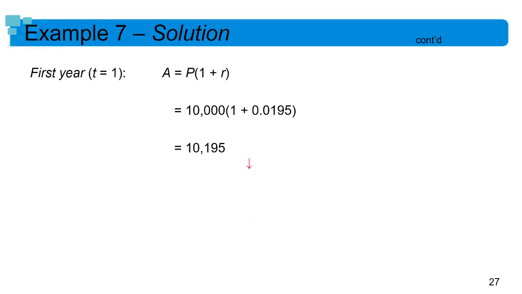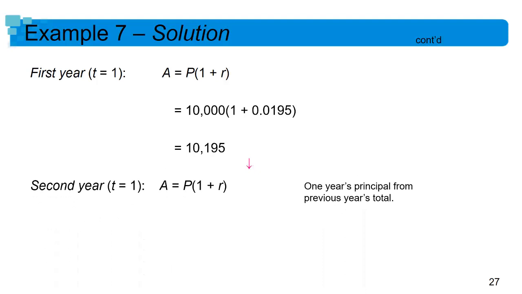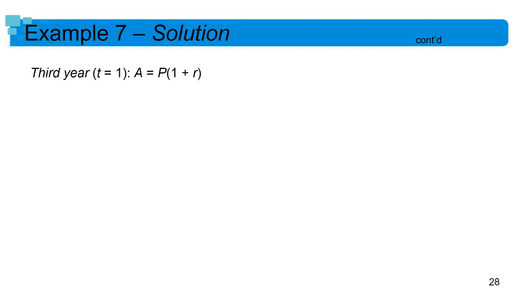But now that becomes our principal for year 2. So year 2, again, we're doing it for 1 year, right? So we're using the same P times 1 plus R times T, but remember T is just 1. But now our principal is the 10,195. Everything else is still the same. And at the end of 2 years, we now have that much. So we put that into our calculations for the third year, and we get our final amount.